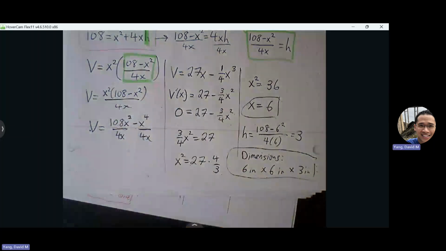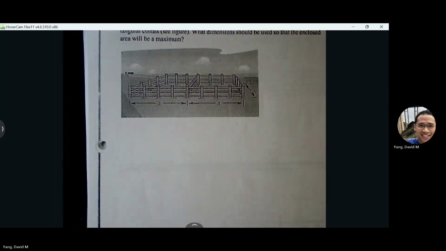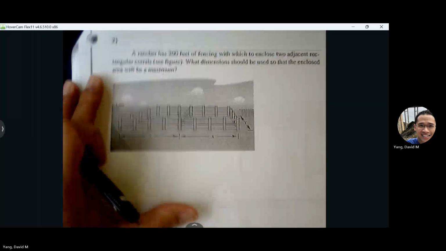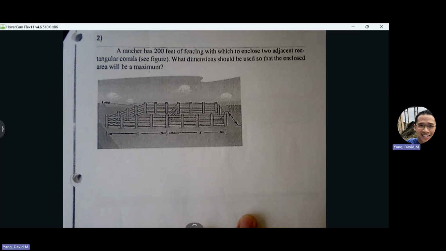All right, page 49. A rancher has 200 feet of fencing with which to enclose 2 adjacent rectangular regions. What dimensions should be used so that the enclosed area will be a maximum?